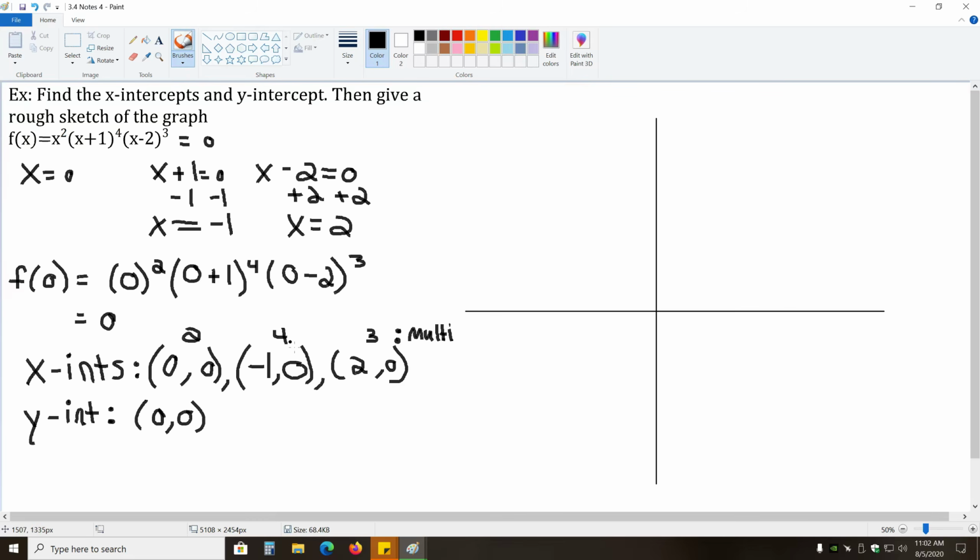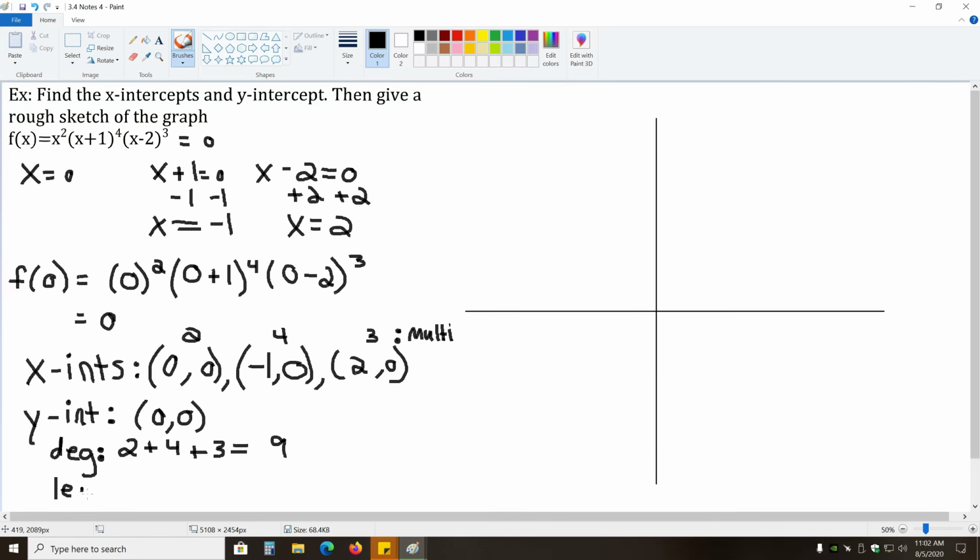The only thing we should really make note of from here is the degree and the leading coefficient. So let's just quickly note the degree is the sum of all the multiplicities. Remember we introduced that a few moments ago. So 2 plus 4 plus 3 gives us 9.